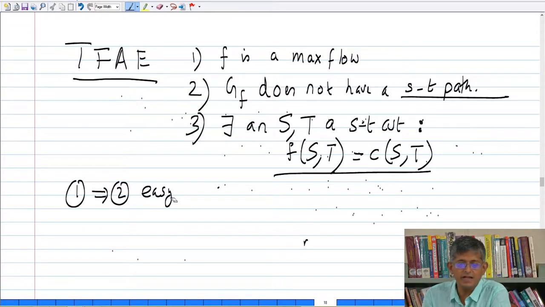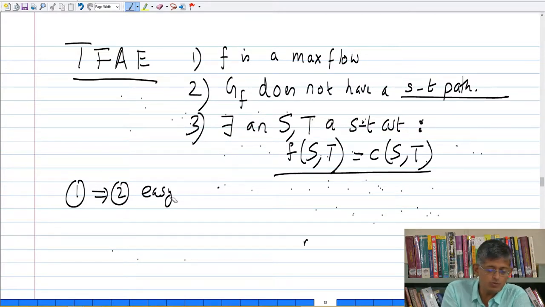because if you find an ST path in GF, then you can increase the value of the flow, but F is a max flow, therefore there is no ST path. Now let us prove 2 to 3. The following are equivalent, which means we will prove 1 to 2, 2 to 3 and 3 to 4.